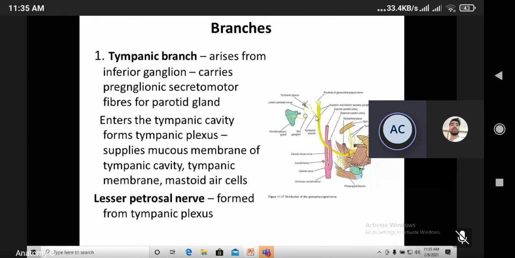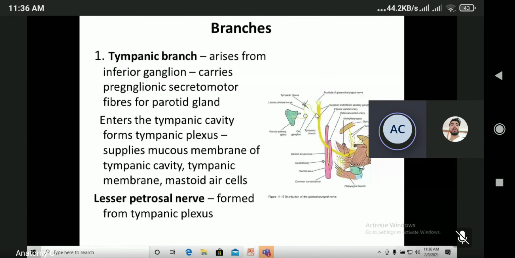Then from its origin, it enters the tympanic cavity, where it forms the tympanic plexus of nerves. Just remember the glossopharyngeal nerve has two ganglia, superior and inferior. From the inferior ganglion, the tympanic branch arises, where it enters the tympanic cavity to form the tympanic plexus of nerves. Now this tympanic plexus supplies the mucous membrane of the tympanic cavity. It also supplies the tympanic membrane as well as the mastoid air cells. All those structures are supplied by this tympanic plexus.